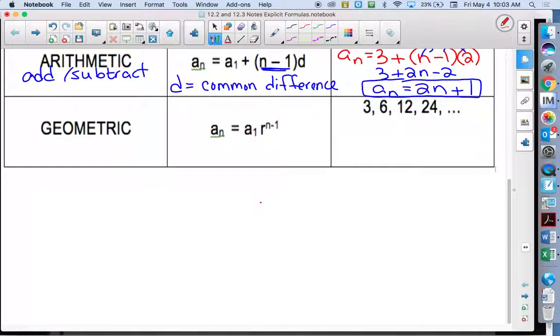That's the one that's multiplying. So geometric is the one that we're multiplying to get from one term to the next. So you're multiplying by 3 every time. You're multiplying by 7 every time. You're multiplying by 1/2 every time.